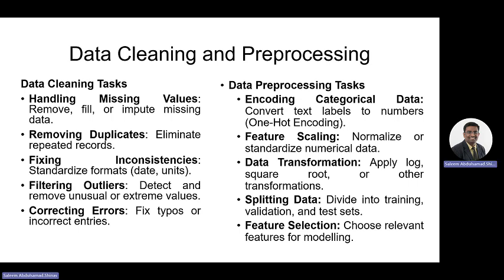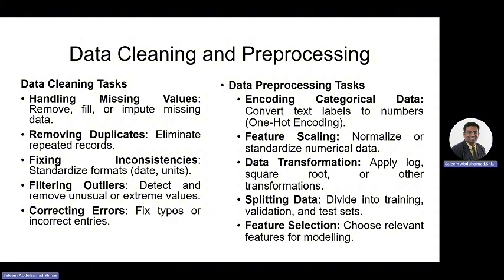Next is fixing outliers and correcting errors. Filtering outliers means that sometimes our data may have wrong entries, so we have to check for outliers in the data set. For example, in the age column, the actual age is 18, but by a typing mistake it may be entered as 180. So we have to find the outliers, and either remove or correct those values.